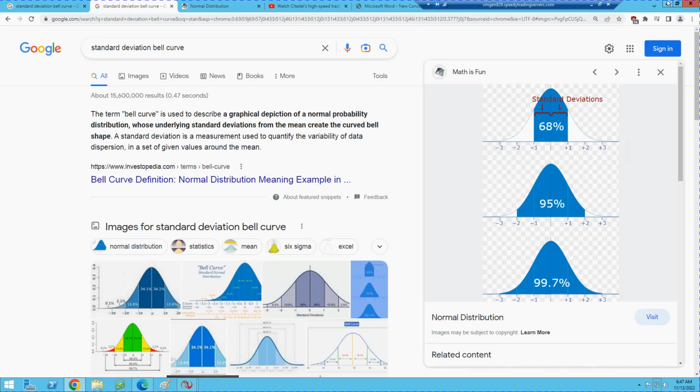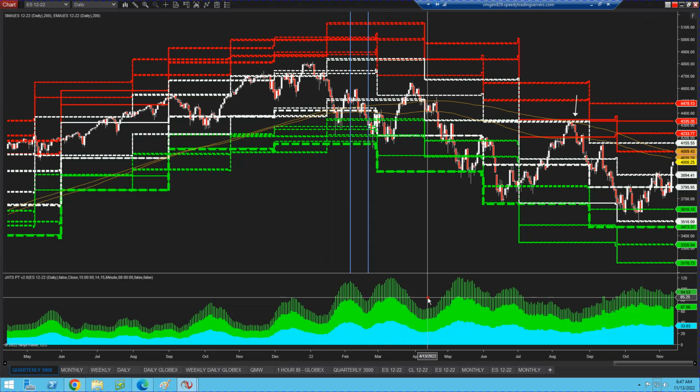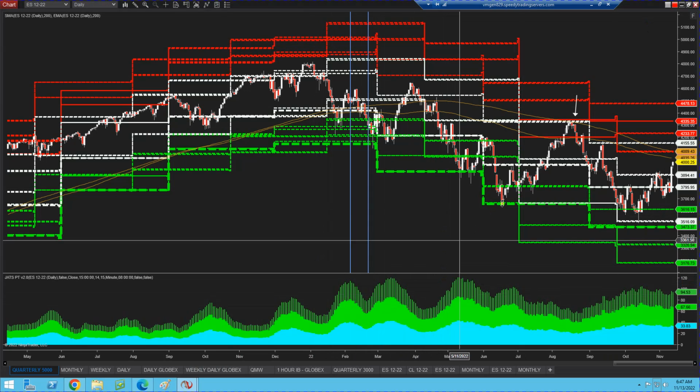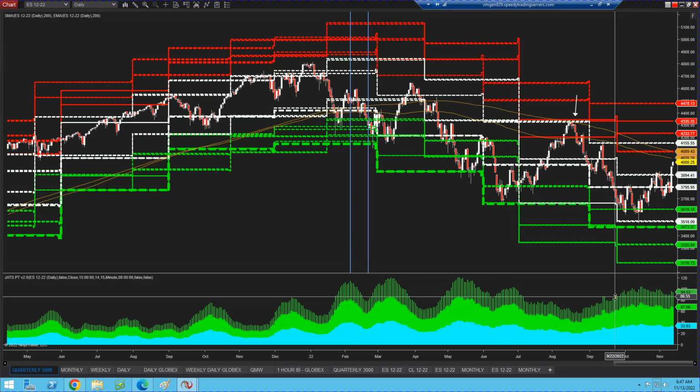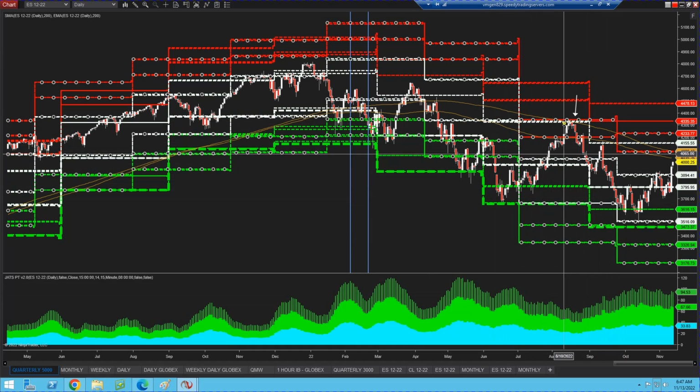So that's all said and good. How do you visualize it? Well, my indicator comes in two different sections. I've got one part of it that allows me to put the lines on the chart for the probability distributions, the ones, twos, and threes.